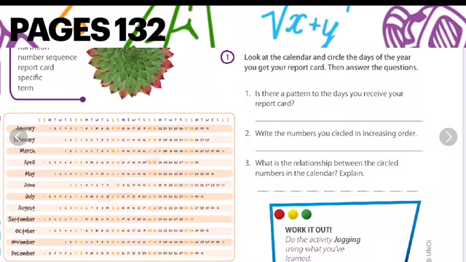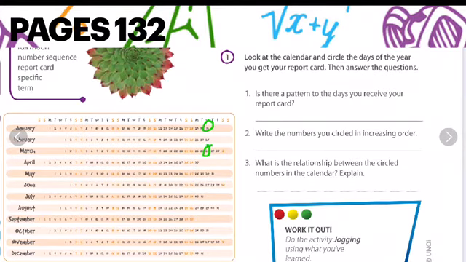Then once you remember, you have to answer these questions. Question number 1, 2, and 3. Let's take a look at the questions. Question number 1 says, is there a pattern to the days you receive your report card? So now, for example, I receive my report card in January. I receive it on the last day of January. February, no, I don't receive it. On March I receive it on the 28th.